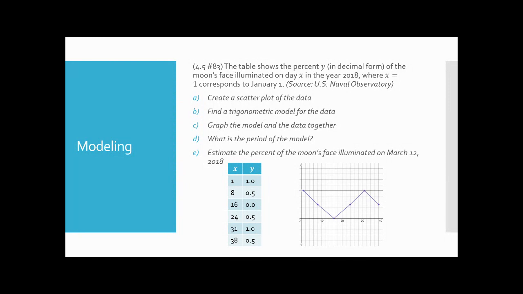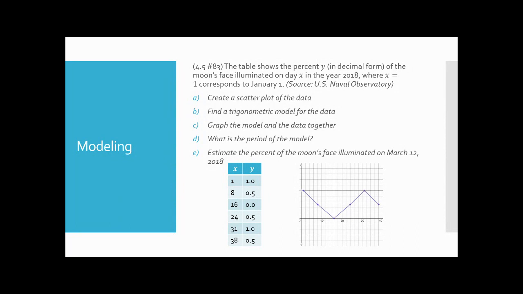And part B is to find a trigonometric model for the data. Then for C, you want to graph the model and the data together, to see how well the model fits the actual data. Then for D, what is the period of the model? And we will answer D as we answer B. And then the last part is to estimate the percent of the moon's face illuminated on March 12th, 2018.